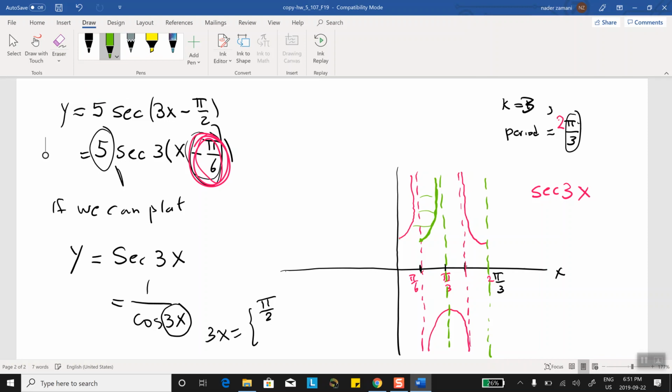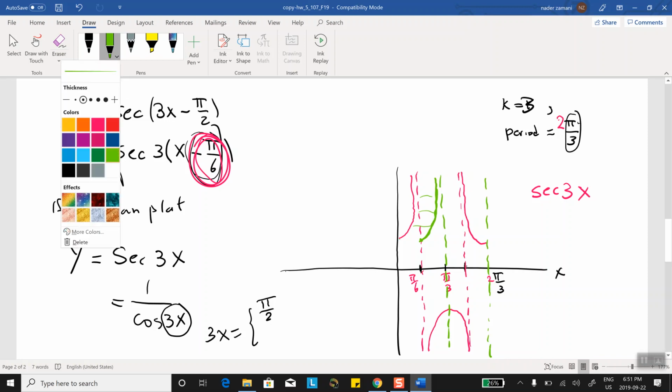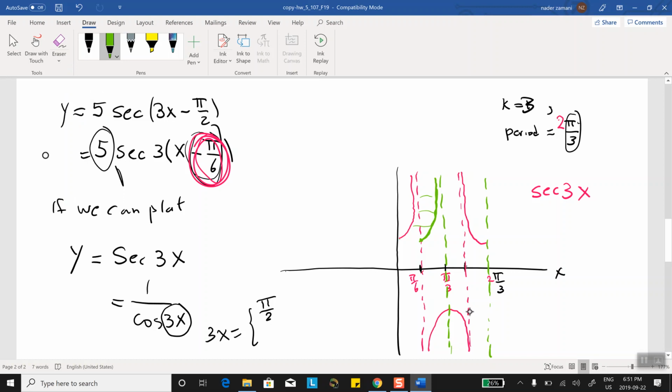Okay. Right. No, it was fine. So this red curve here, you see that? This red curve is going to get shifted by pi over 6 like that. Okay. And finally, there is the shifting of this red piece over there.